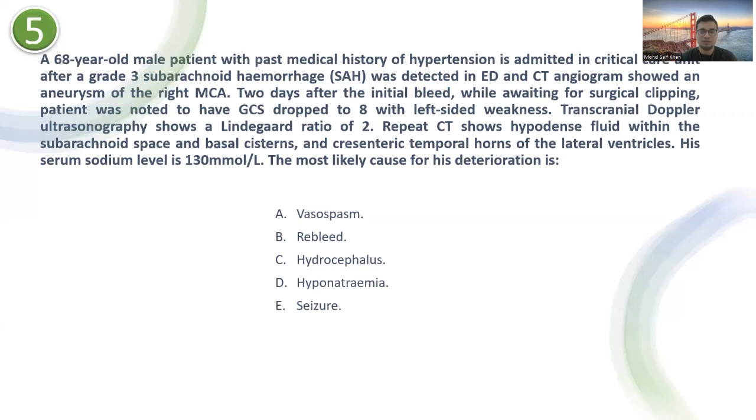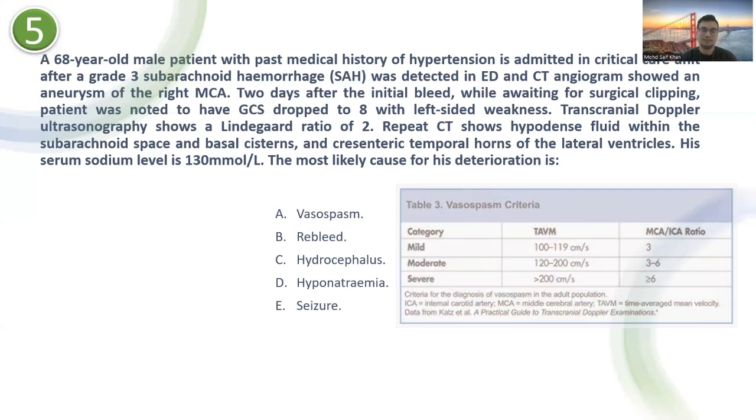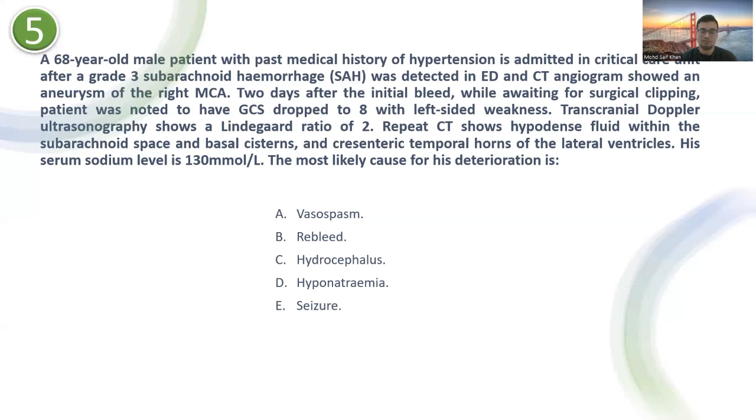So Lindegaard ratio is calculated by the mean velocity in the MCA divided by mean velocity of the blood in ICA. So this is how it is calculated. If it is more than 3, it is highly suggestive of vasospasm. You know, in case of vasospasm, the velocity of blood flow increases in the middle cerebral artery more than 3 times compared to ICA. So that is suggestive of vasospasm. Here the ratio is just 2, so it is not vasospasm, so vasospasm can be ruled out.